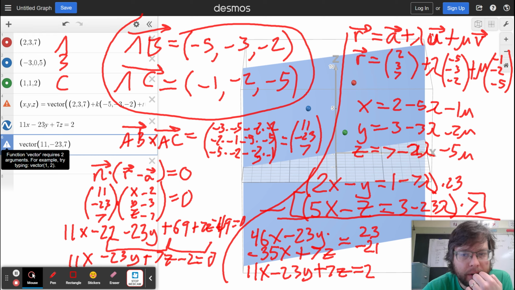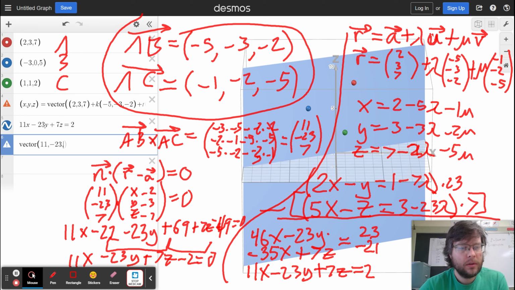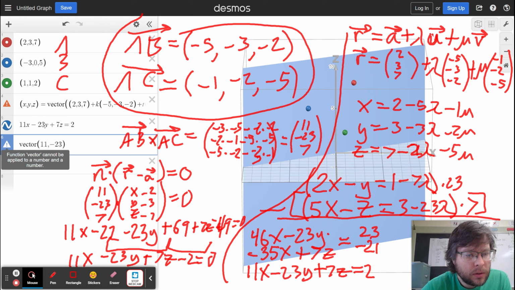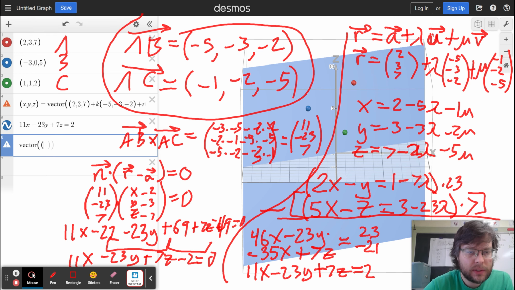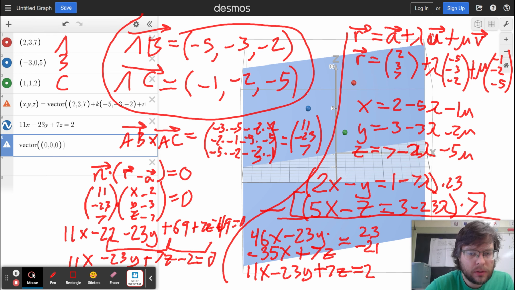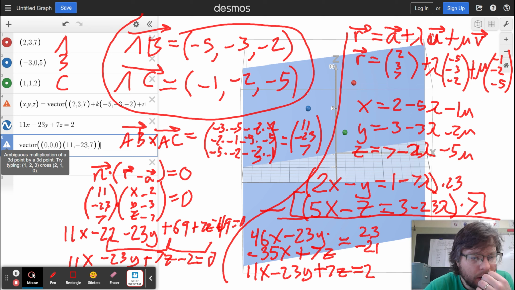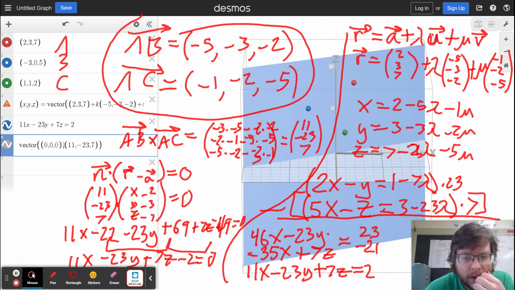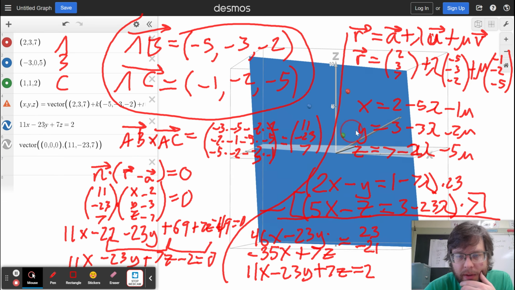I thought that that would show me. Interesting. Let's try this. 0, 0, 0, 11, negative 23, 7. Okay, there we go. So I had to put a comma in between.